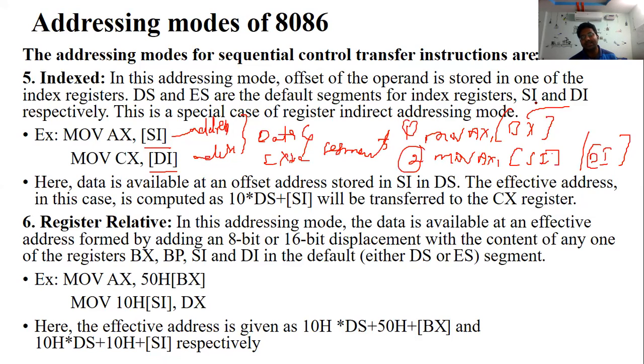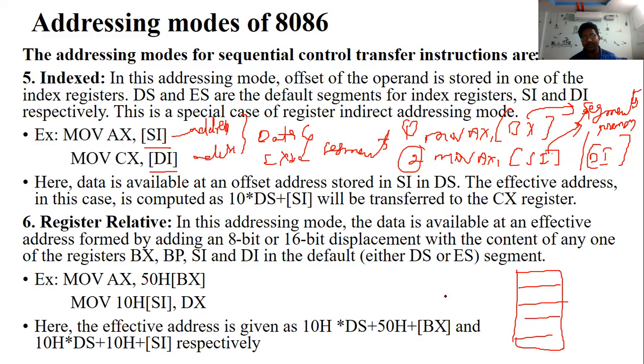BX is a general purpose register, while SI and DI are index registers. What is the purpose of the index registers? Index registers store the starting address of the segments in memory. But BX represents some garbage value, which represents some data segment value. SI and DI will represent the starting address of the segments. See the difference between these two.